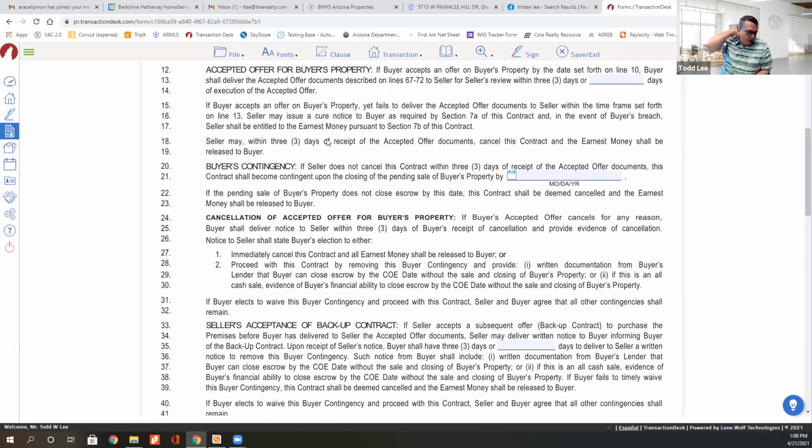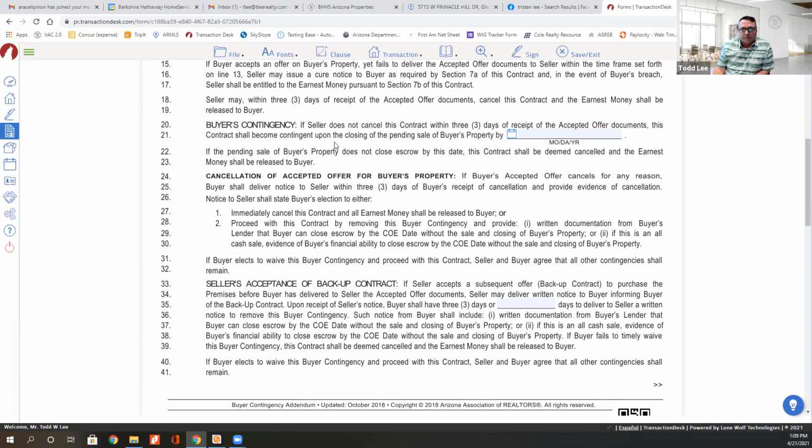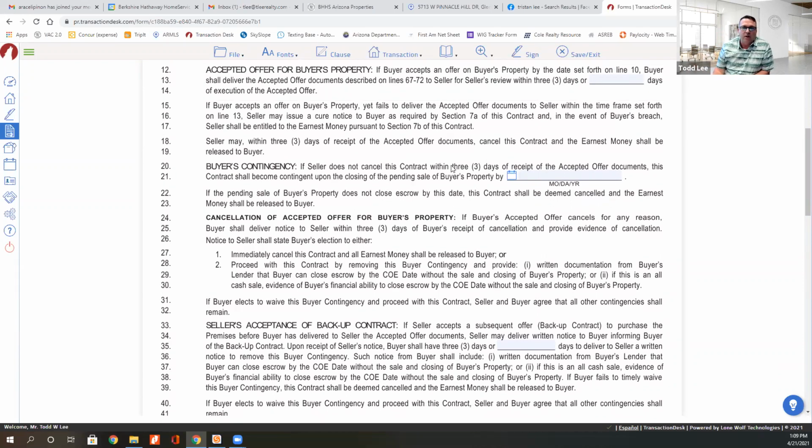So you need to make sure that you're communicating with the selling agent and make sure that they know that once you get your people's home under contract, you're providing those documents to them right away, so that if they cure you, your buyer won't lose their earnest money. If the seller does not cancel this contract within 3 days of the receipt of the accepted offer documents, this contract shall become contingent upon the closing of the pending sale of the property by X date.